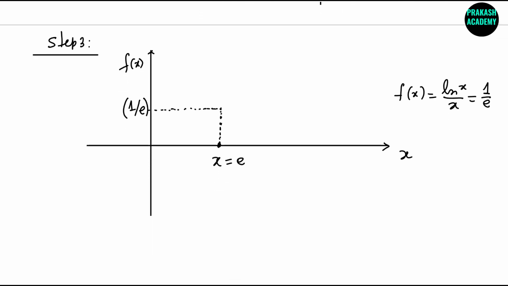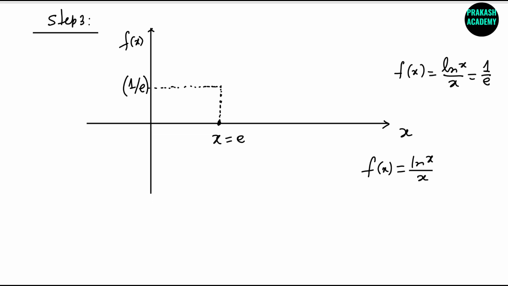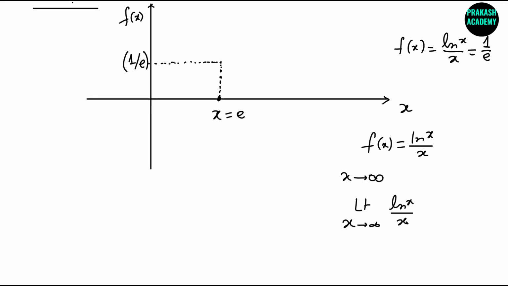Now if you see this function f(x) = ln x by x, what will happen if x goes to infinity? If x goes to infinity, we have to take the limit, that is limit x tends to infinity. What is the value of ln x by x? This is a form of infinity by infinity, so I can use L'Hospital rule. I can differentiate the top and the bottom, that is numerator and denominator. So this will be 1 by x, and the differentiation of x is simply 1. So this is 1 by x.